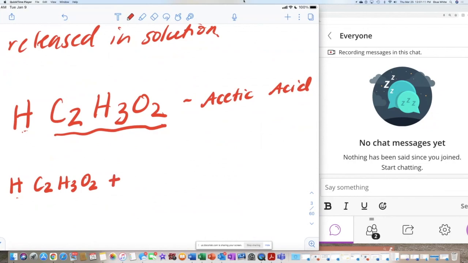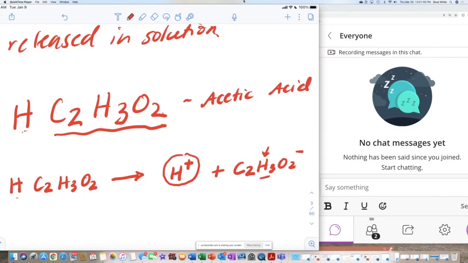When it breaks apart, I'll just do it without water so y'all can see. Why do we show that only one hydrogen ion is released and the rest is C2H3O2 minus? Why are these three hydrogens not released? Because the position of this hydrogen ion, when you draw the structure, allows it to be easily released. These hydrogens here are attached to carbons, and their position makes it harder to release.